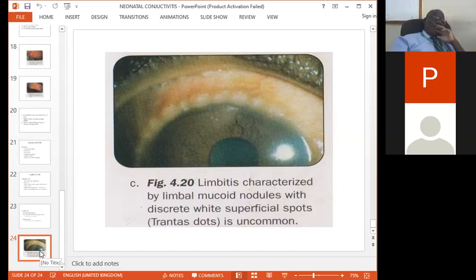Any questions, ladies and gentlemen? These conditions are very common here in Lusaka, in Zambia. You will see a lot of them. In the clinic, you will see a lot of them once you start going into the clinic. Any questions, ladies and gentlemen?